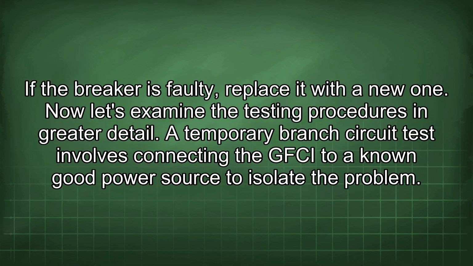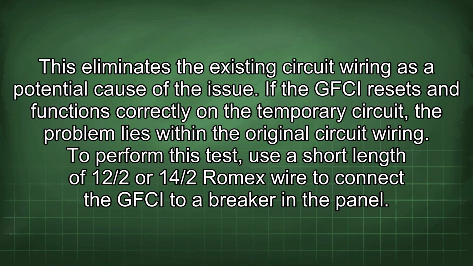If the breaker is faulty, replace it with a new one. Now let's examine the testing procedures in greater detail. A temporary branch circuit test involves connecting the GFCI to a known good power source to isolate the problem. This eliminates the existing circuit wiring as a potential cause of the issue. If the GFCI resets and functions correctly on the temporary circuit, the problem lies within the original circuit wiring.